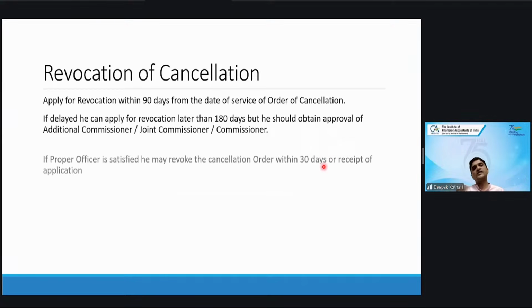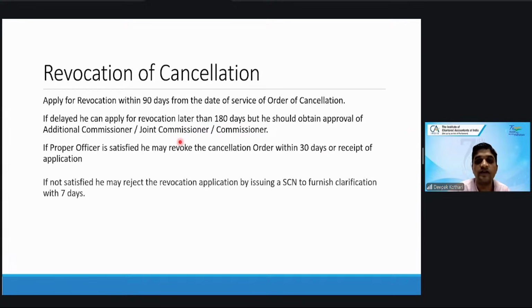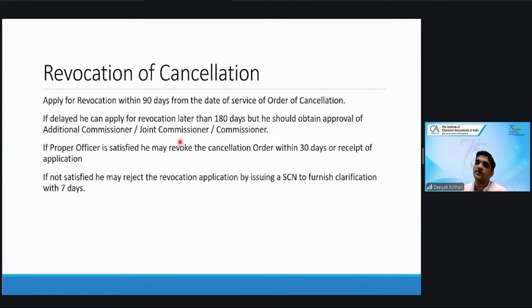And revocation of cancellation: that is, the officer has applied for cancellation, and you want to revoke it, you can revoke. You have a time limit of 90 days. But if you missed, then you can have an additional 90 days by taking approval from the additional commissioner, joint commissioner, or commissioner. And if the proper officer is satisfied, then he will revoke your cancellation. Revocation means registration is cancelled, and you want to give it a rebirth. That is called revocation of cancellation.